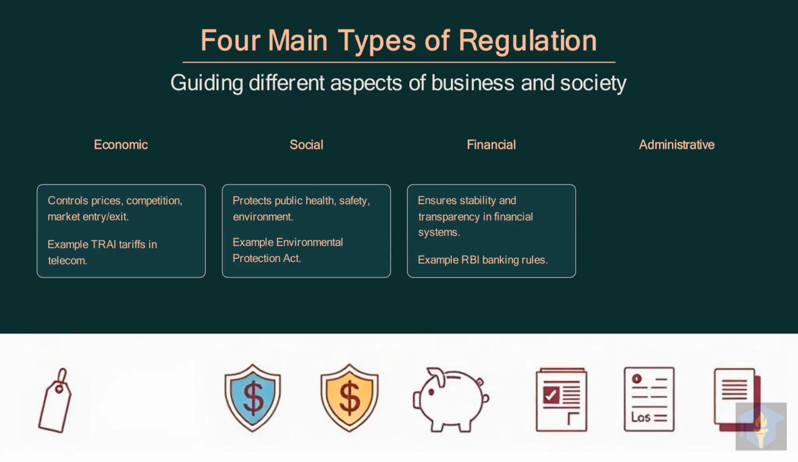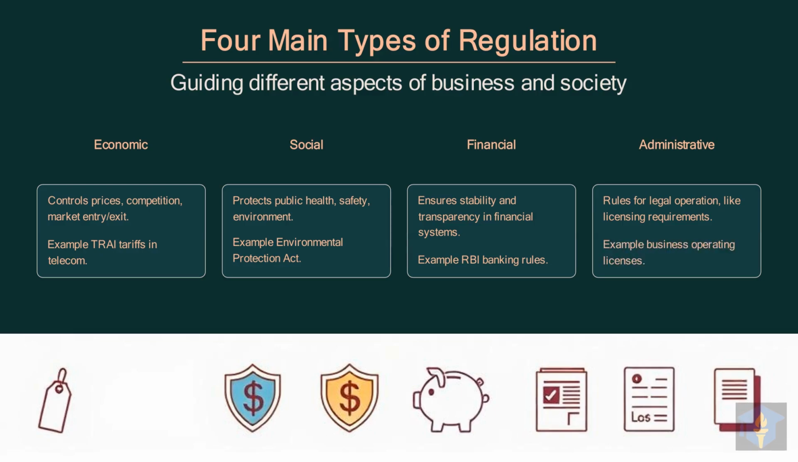Finally, we examine administrative regulation, which covers the operational aspects of businesses. These are the rules for legal operation, including essential requirements like various business licenses. For instance, obtaining a business operating license is a clear administrative regulatory requirement.